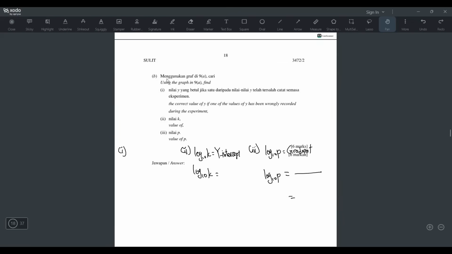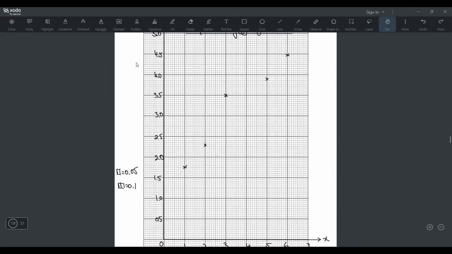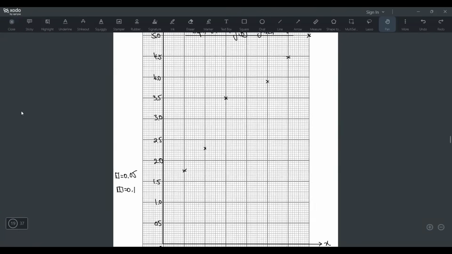Last point is 7.5. So let's finish it. 7.5. This is easy. We all know 7 is at the side here, 5 is just here. Done. Now we can draw the line of best fit.